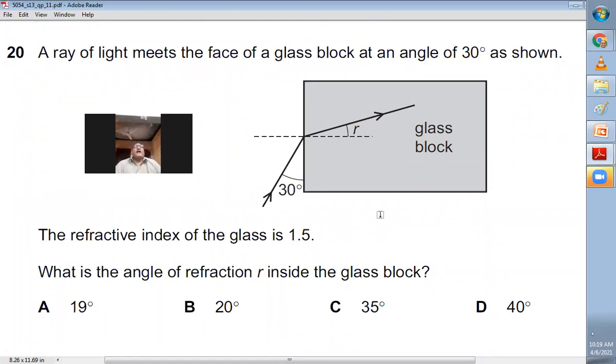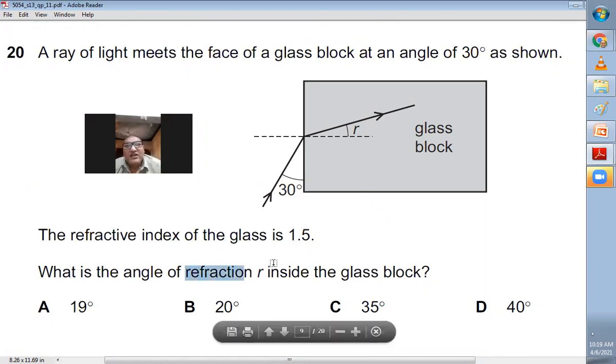A ray of light meets the face of a glass block at an angle of 30 degrees, as shown. The refractive index of the glass is 1.5. What is the angle of refraction R inside the glass block?